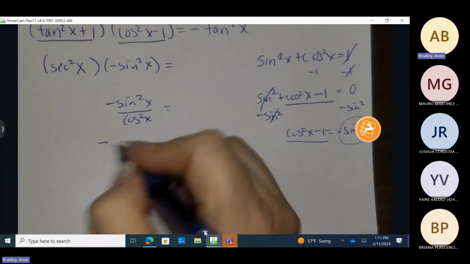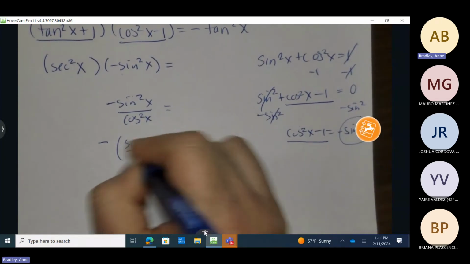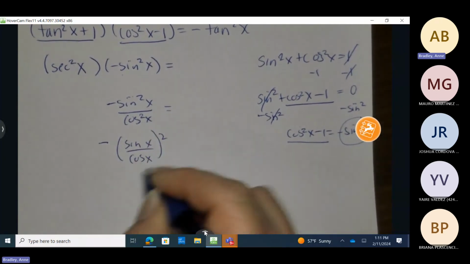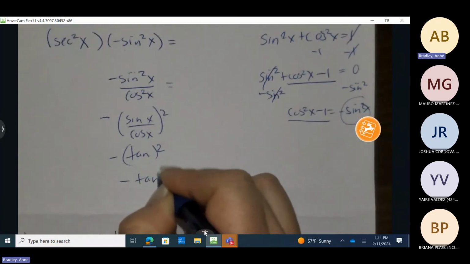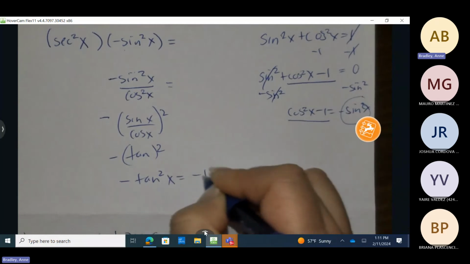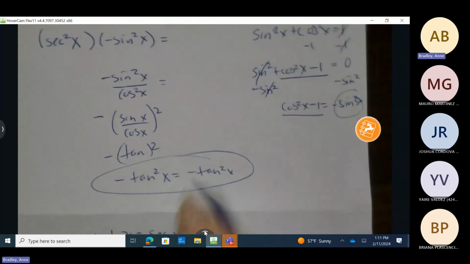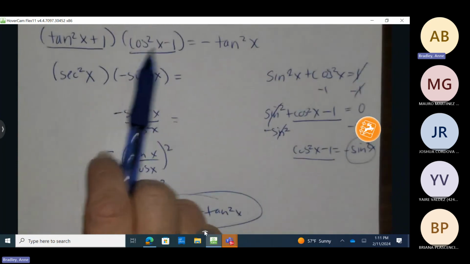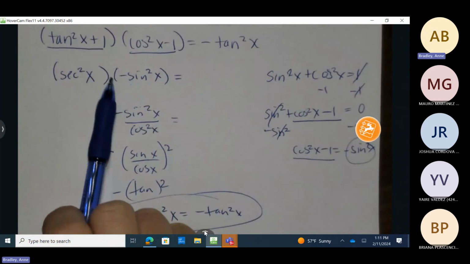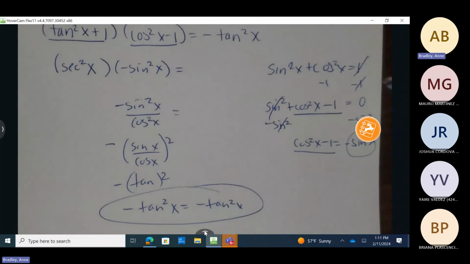All right, and so mathematically how we do this is we do sine of x over cosine of x, squared, which is tangent squared. And here's where you have negative tangent squared x equals negative tangent squared x. That one's a little more difficult. And where I think a lot of students would make a mistake is they would replace this portion with simply a sine squared x and forget about the negative sign when we rewrote it.